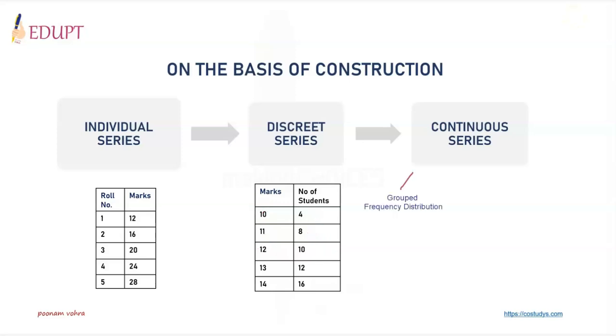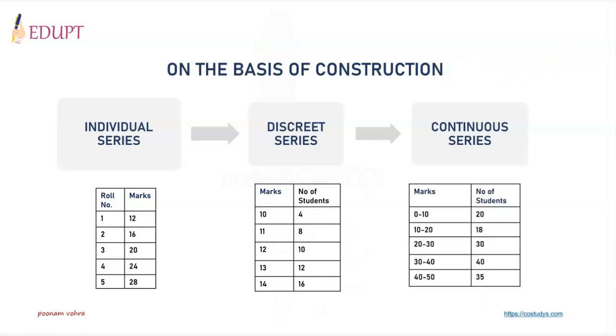Continuous series is also called grouped frequency distribution. In this series, values of all the units are arranged in groups which are not exactly measurable. The values of variables are shown in a continuous manner along with their corresponding frequencies. For example, marks varying between 0 to 10 are obtained by 20 students. Marks varying between 10 to 20 are obtained by 18 students. Marks varying between 20 to 30 are obtained by 30 students, and so on.